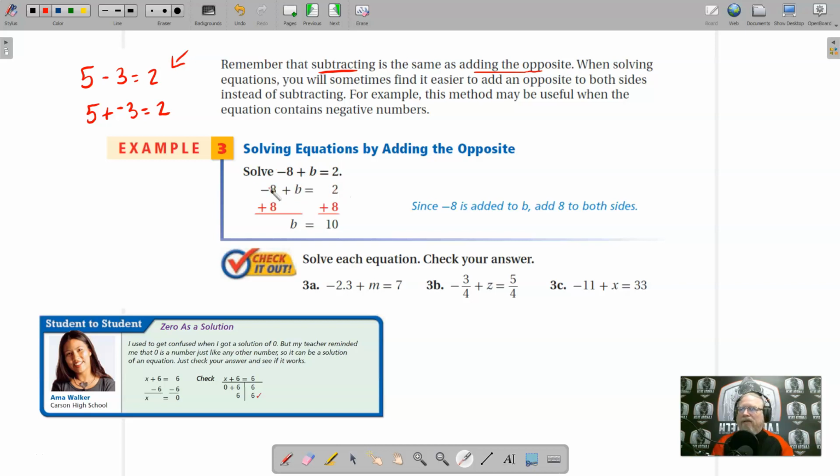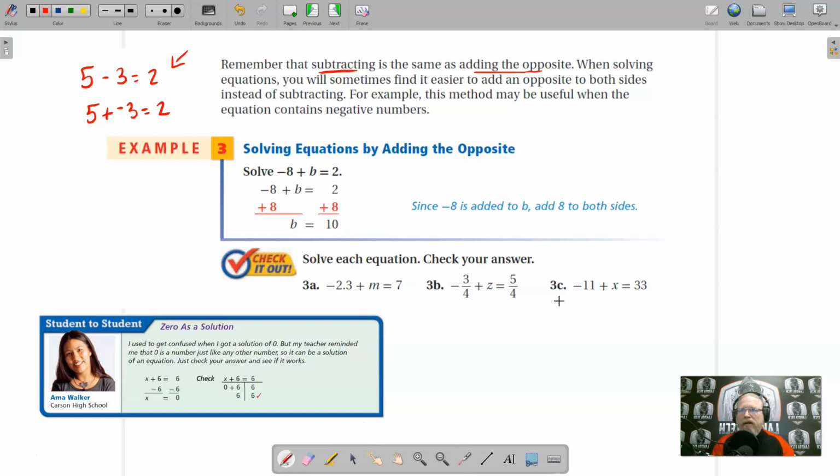I have a negative 8, so I want to add the opposite. The opposite of negative 8 is positive 8. What I do to the left, I'm going to do to the right. The negative 8 and positive 8 are going to cancel each other out, leaving us with just b on the left. 2 plus 8 equals 10. Therefore, our solution is b equals 10.